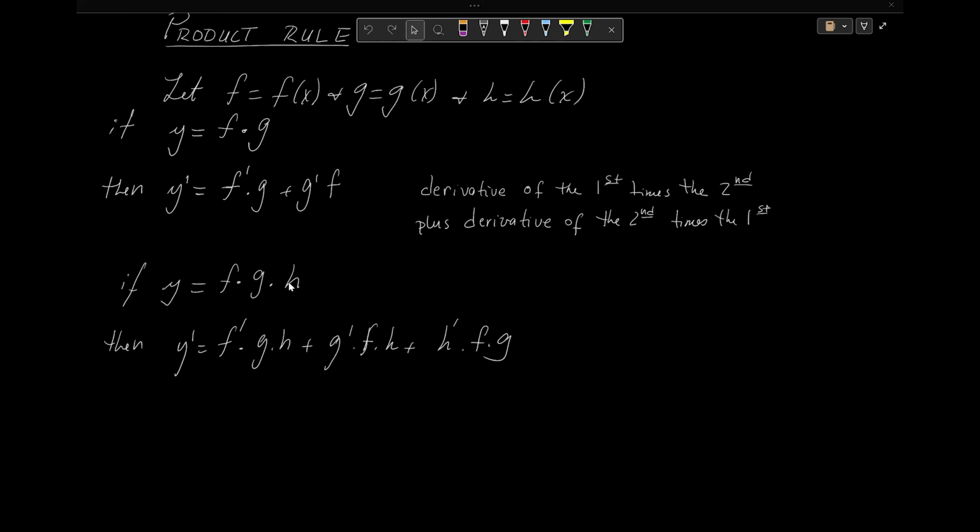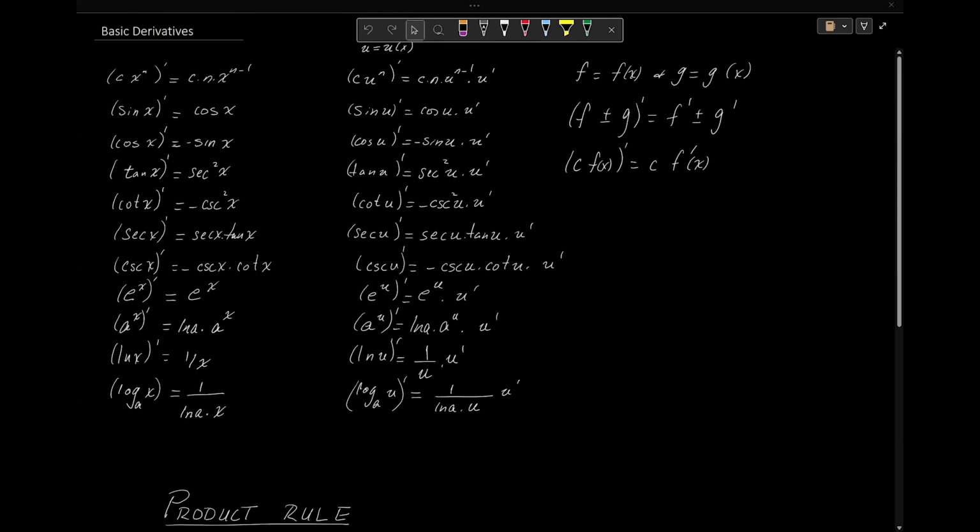So if we have three multiplied, it's the derivative of the first times the other two, plus the derivative of the second times the other two, plus the derivative of the third times the other two. If we have four, we'll repeat the process: the derivative of the first times the remaining three, the derivative of the second times the remaining three, and so on and so forth. All right, so let's go ahead and do some problems.